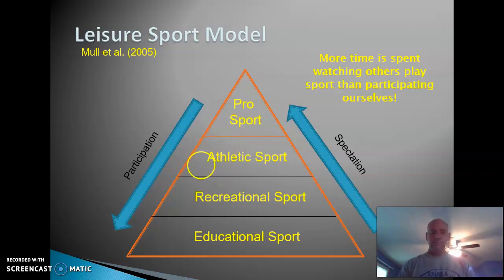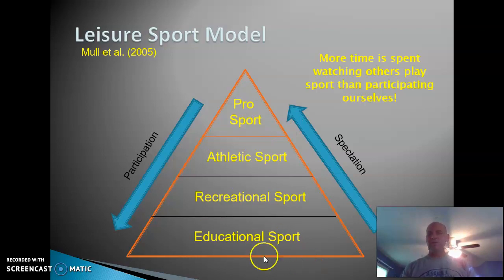The athletic level here, or athletic sport, is now you're looking at the high school level with that performance, high school, getting into the college level, and then that apex, that excellence is that pro sport. And what happens as you move down the pyramid, participation increases. As you move up the pyramid, you're getting more about spectator and being a spectator involved in it.